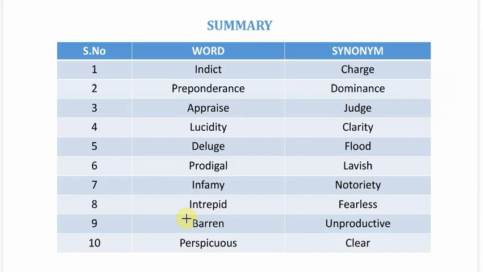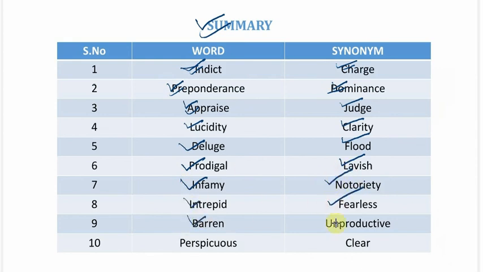So let's look at the summary of this video. So the word indict means to charge. Preponderance means dominance. Appraise means to judge. Lucidity means clarity. Deluge means flood. Prodigal means lavish. Infamy means notoriety. Intrepid means fearless. Barren means unproductive, and perspicuous means clear. So this was the summary of this video.